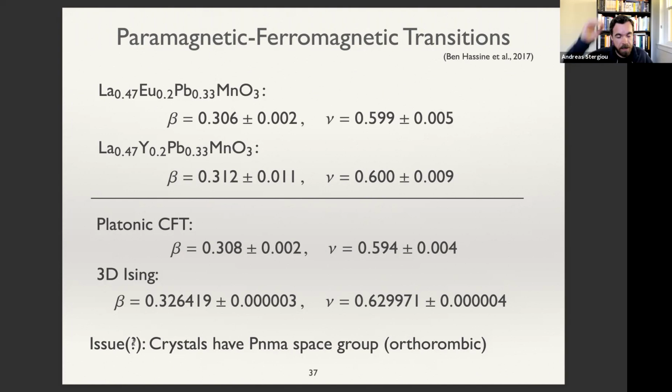Now, these crystals, according to the experimentalists, are supposed to be described by the PNMA space group, which belongs to the orthorhombic crystallographic group, which is not the cubic one. So this is an issue potentially. Perhaps the Platonic CFT, which is derived with cubic theory in mind, perhaps doesn't apply, but that's not clear to me. I would like to learn more about it. And I would like from experts perhaps that are in the audience, why or why not this cubic theory may apply or not to these systems.